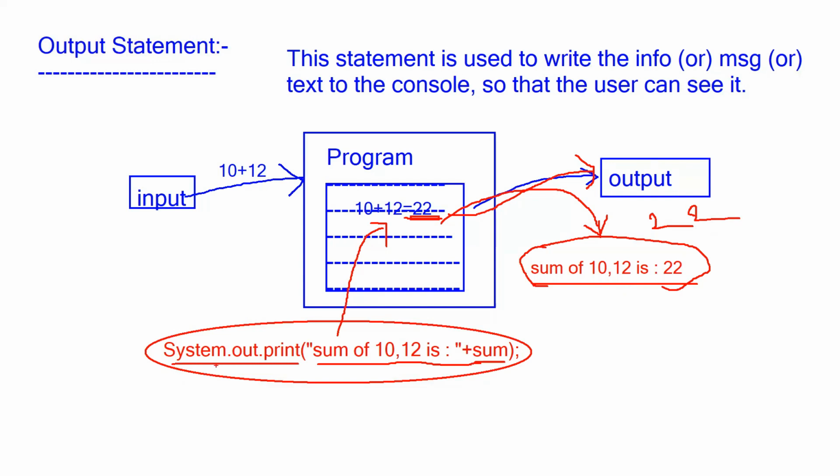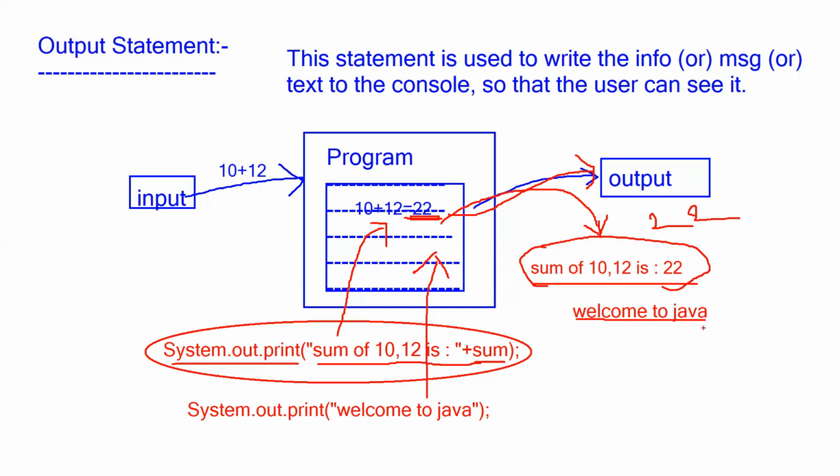So the output statement is nothing but system.out.print. This output statement can be used to send data, text, info, or messages. For example, if I want to send a welcome message, how can I send it? System.out.print welcome to Java. Then it goes into the program, and when it is executed, on the console you can see the message welcome to Java. Like this, you get the output message.